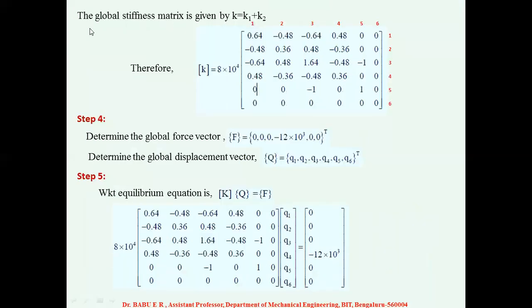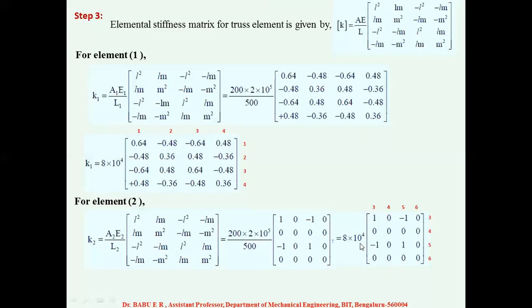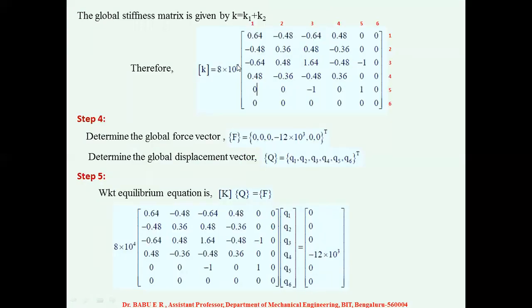After this, we have to find out the global stiffness matrix, that is K, which is equal to the sum of the individual stiffness matrices K1, K2. Therefore K is equal to, so in both the stiffness matrices, we have 8 into 10 to the power of 4 as the common term. So 8 into 10 to the power of 4 in the bracket. So totally we have 6 nodal displacements. You write over here 1, 2, 3, 4, 5, 6, 1, 2, 3, 4, 5, 6.